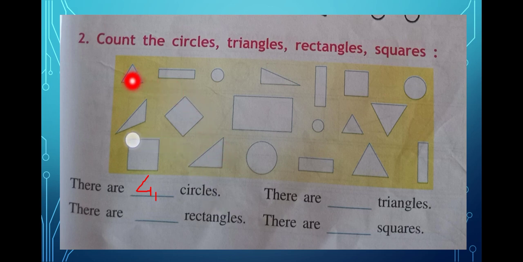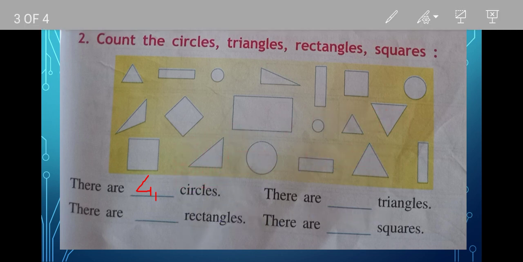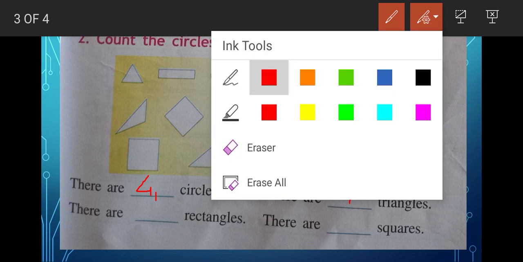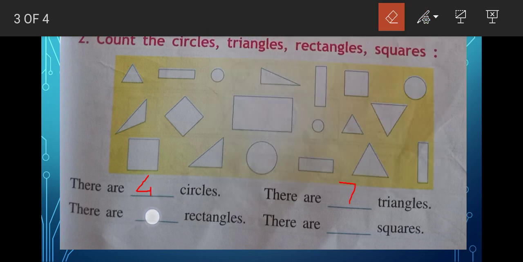Let us count. First one is 1. This is also a triangle, 2. Then no more in the first line. This one 3. Then 4, 5. Yes. Then 6. Then 7. Isn't it? Let us count once more. 1, 2, 3, 4, 5, 6 and 7. So how many triangles we got here? We got 7 triangles. So children, write it down with me. Okay, so this is 4. Don't write 41.